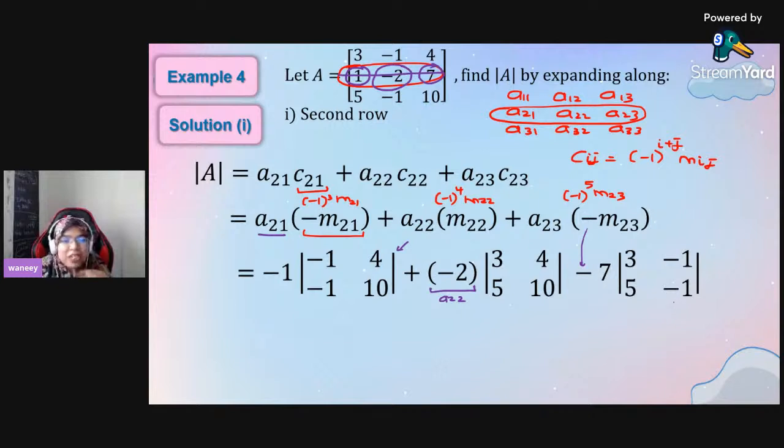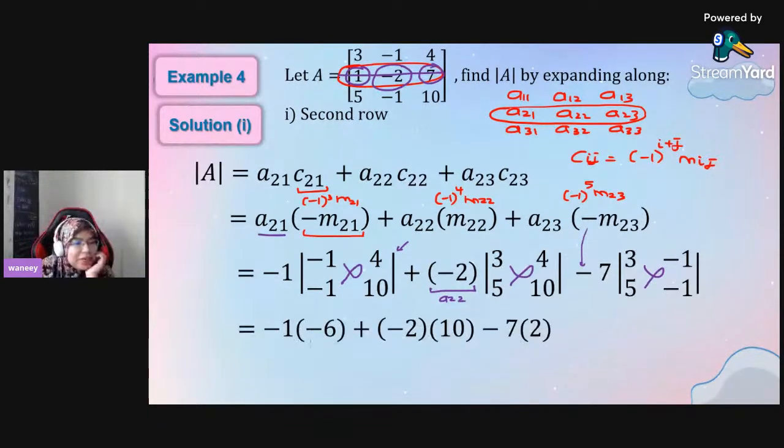Okay, and then for each of them, we have to take the determinant. So AD minus BC for each of them. So negative 1 multiply with negative 6 plus negative 2 multiply with 10 minus 7 multiply with 2. And then the final answer of this is equal to negative 28.